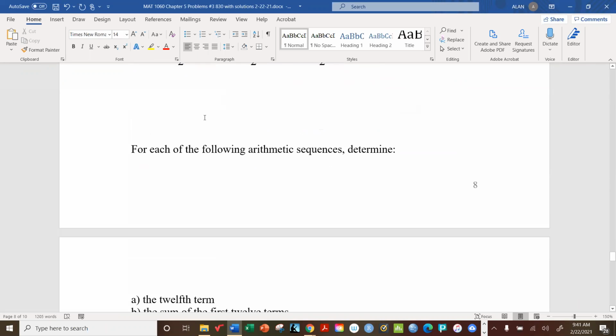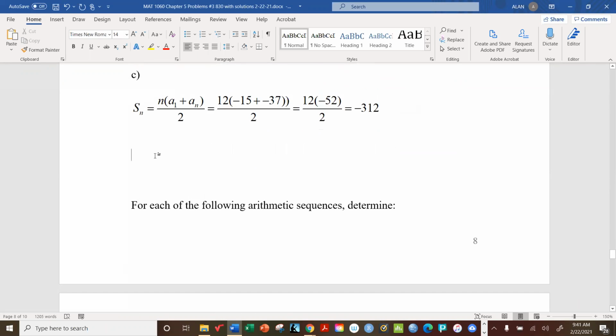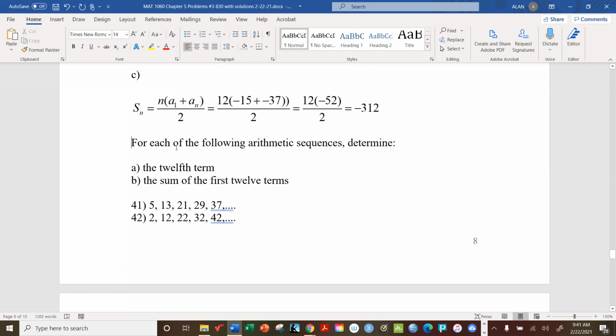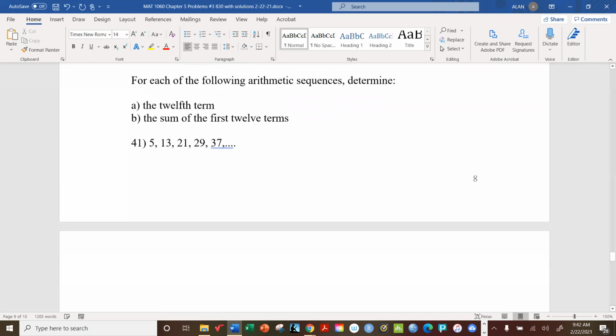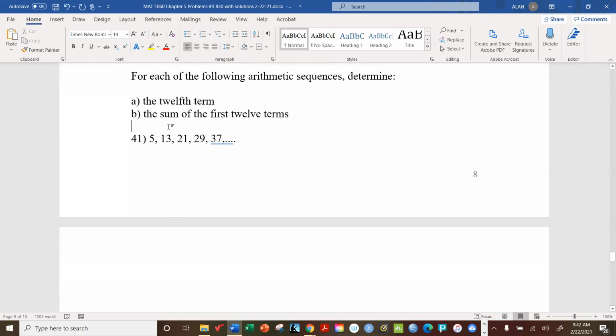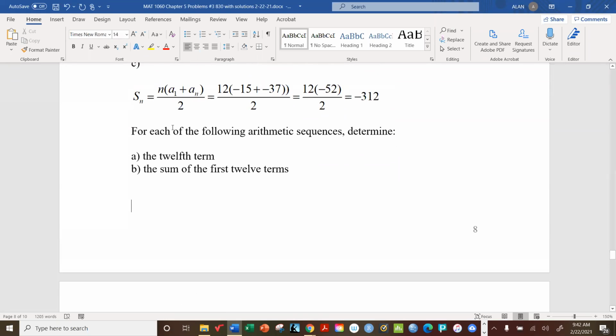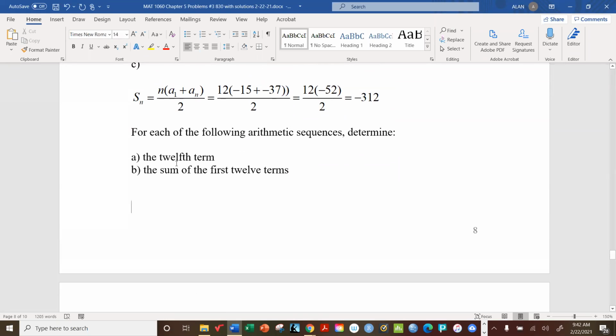Now for these, we're going to change our approach a little bit. Instead of giving you A1 and D, we're going to give you the terms. And now you have to figure out for yourselves. So like for this first one, the first thing you might want to do is just identify A1 and D because you're going to need them.